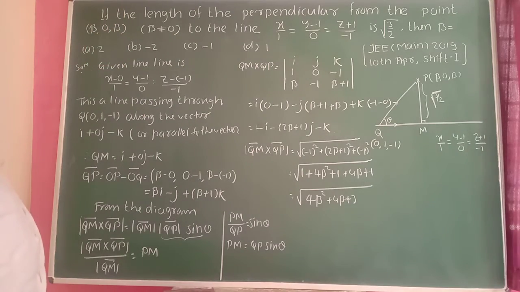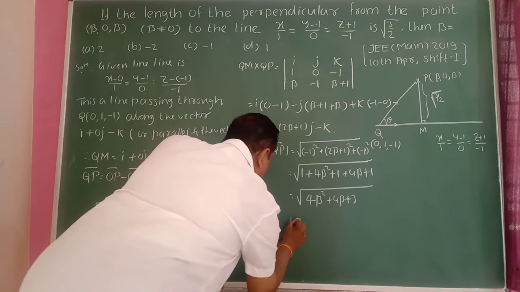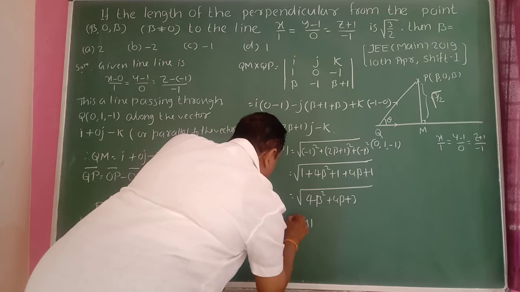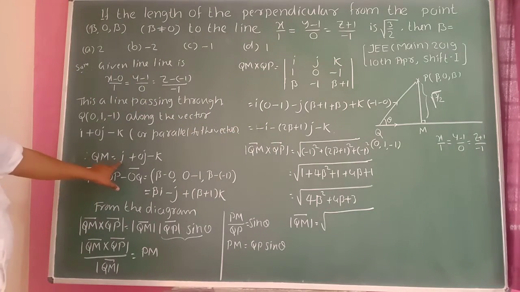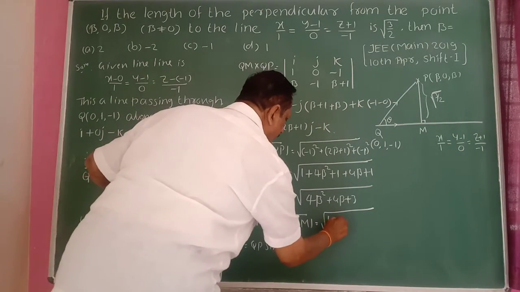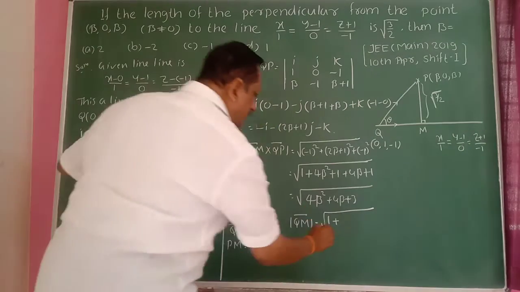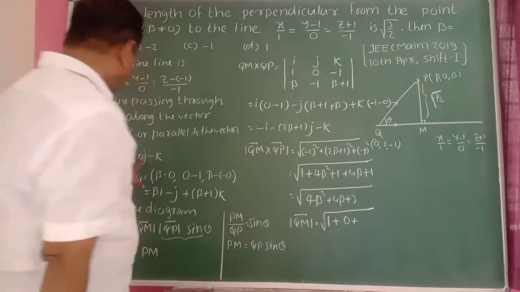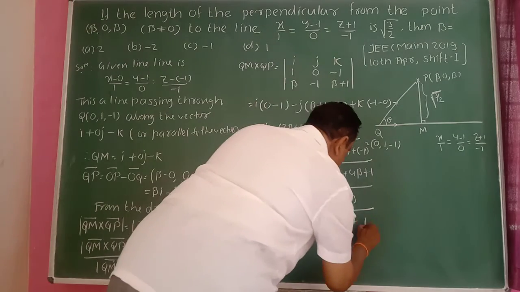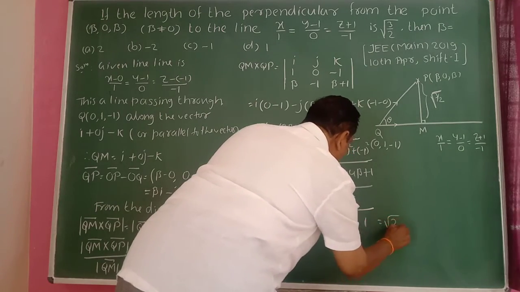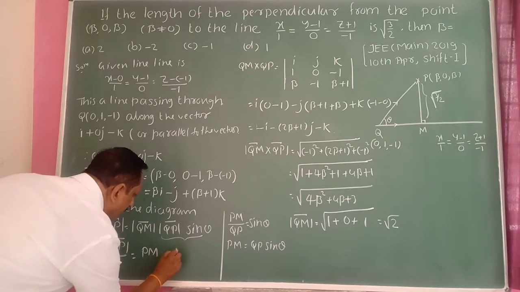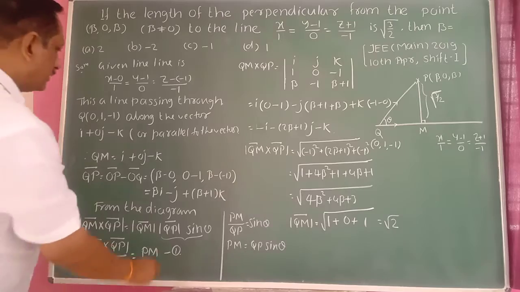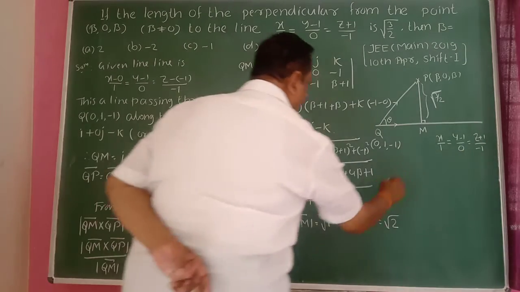And the modulus of QM is equal to the root of 1 square plus 0 square plus (−1) square, which is the root of 2. Therefore, using this result from the first equation.